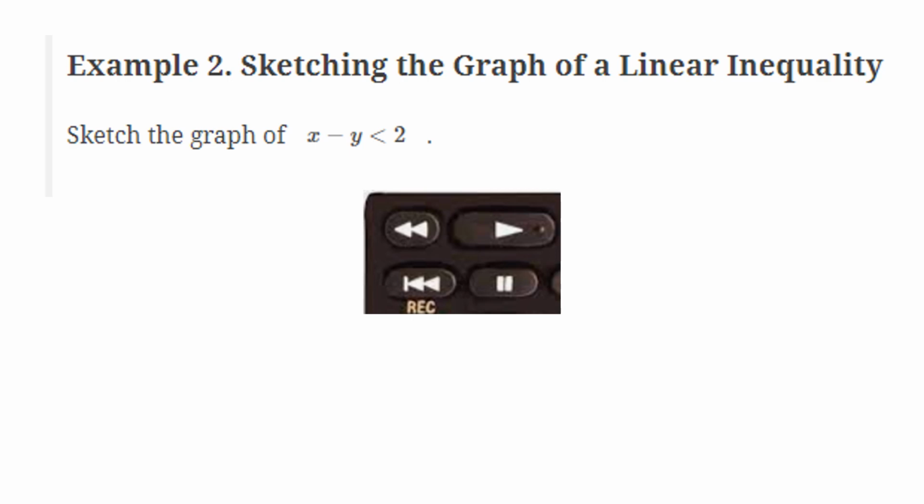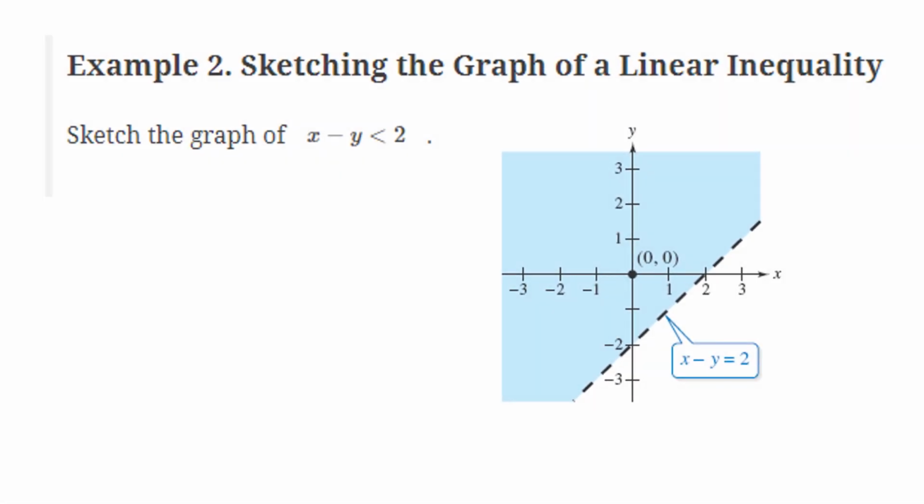Let's have you do another example. Sketch the graph of x minus y less than 2. Please pause the video and give it a try. You should have had the line being dotted because it is a strict inequality, and you should have shaded above, and the test point that I used here was 0, 0.